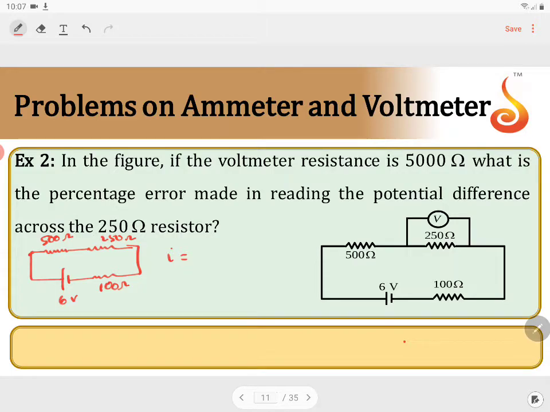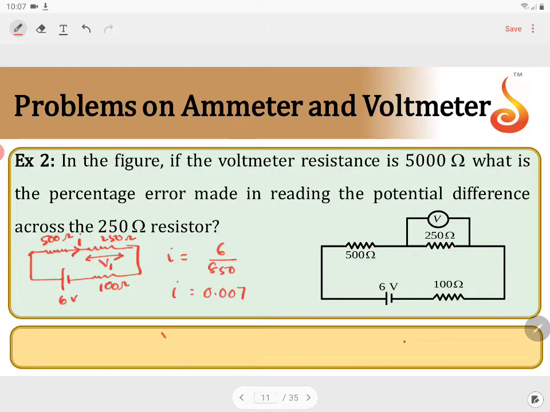Electric current is equal to total EMF by total resistance. Total resistance is 850. Now the same current flows in the entire loop. So current is equal to 6 by 850, which is 0.007. So the same current flows. Now what is the potential difference across the 250 ohm resistor?